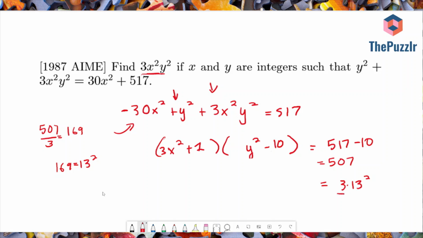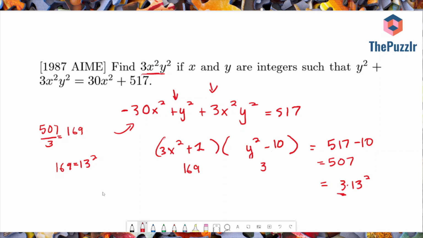Now, we know that the term 3x squared plus 1, well, x is an integer, so 3 times any integer is going to be divisible by 3. And then if you add 1 to that, that's not going to be divisible by 3. So the 3 cannot go here. So what if this is equal to 169? Then this right here would be equal to 3. If that's the case, then subtracting 1 here would be 168.